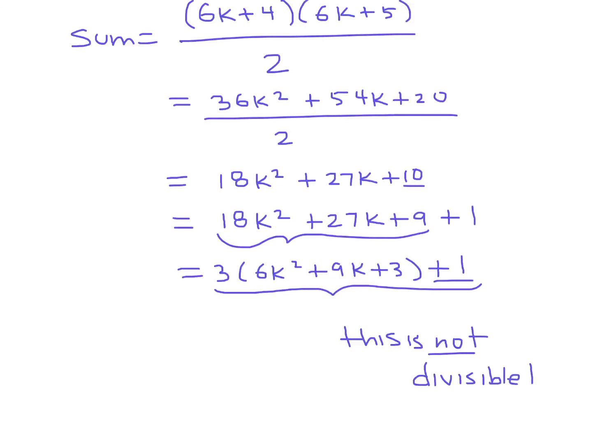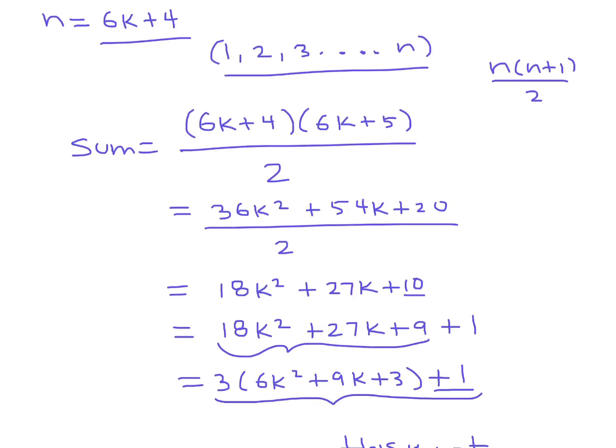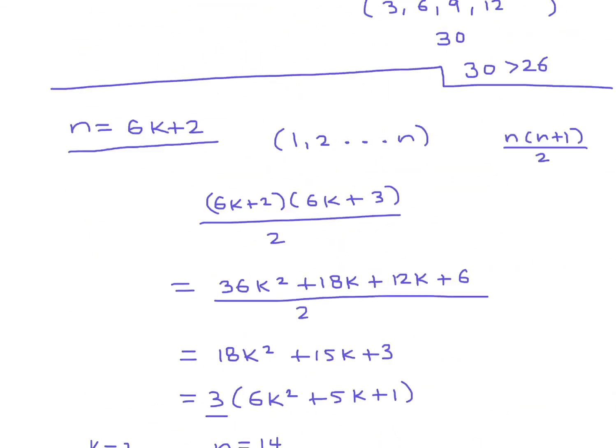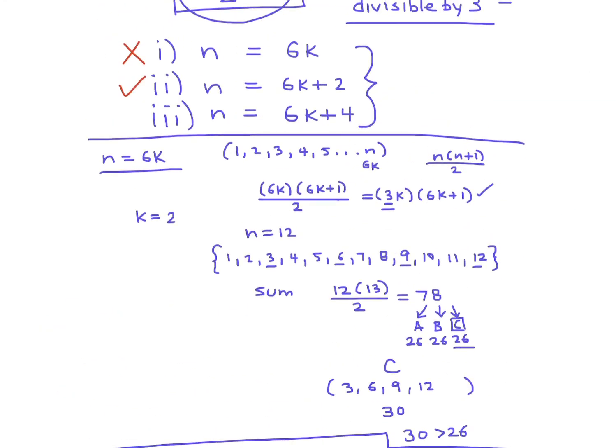So basically what that means is that when n is equal to 6k plus 4, we can't make this work. We can't make any kind of 3 subsets that have an equal sum, because this total sum must be divisible by 3 in order to do that. So we basically showed that the only way we can have this is when n is equal to 6k plus 2, because this one didn't work. All right, so n is equal to 6k plus 2. So let's work with that.